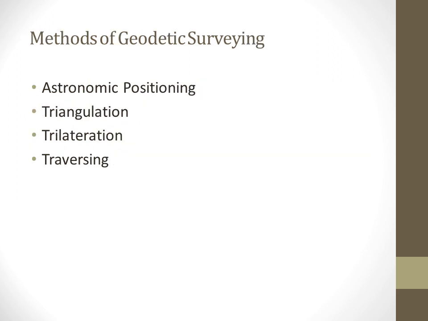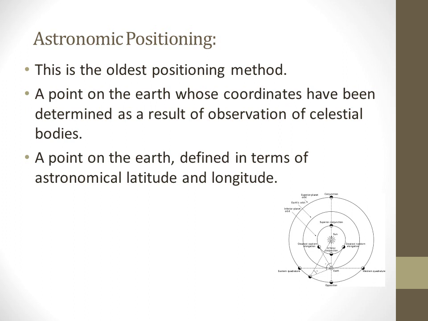So coming upon the methods of geodetic surveying. Basically we have four methods of geodetic surveying. The first one is astronomic positioning, then triangulation, trilateration and traversing. So coming over astronomic positioning, this one is the oldest positioning method.